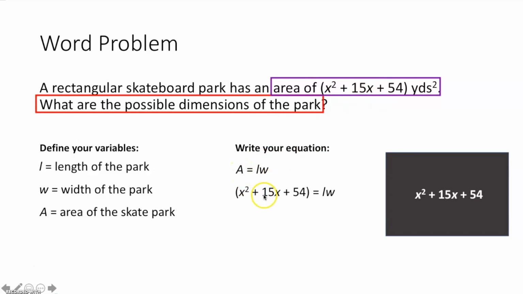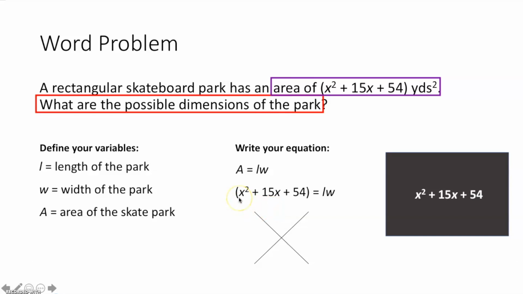Now, can we simplify this? No, not really, but can we factor this? Yes, notice that length times width are two things multiplied together. So if I were to factor this, one of the factors would be the length and one would be the width. So let's use our magic x to factor this. Is there a GCF we can take out first? No. So we just go straight to the magic x.